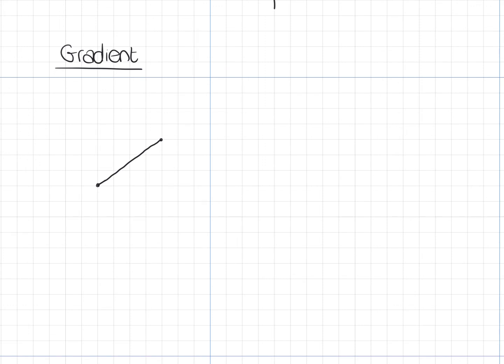But basically, we just count the squares. So here, I've gone up 3 squares, and I've gone across 4 squares. So the gradient is that rise over run. So that's 3 divided by 4, or 3/4.